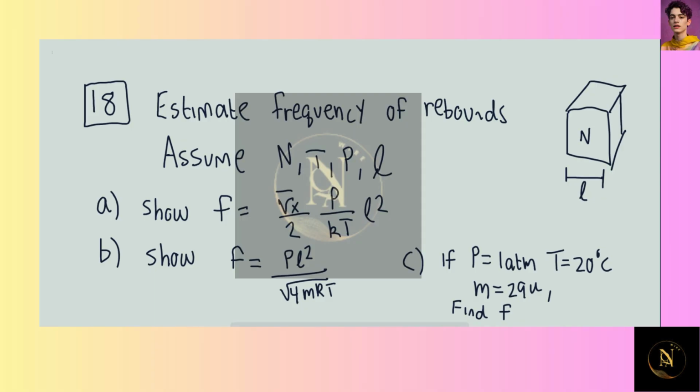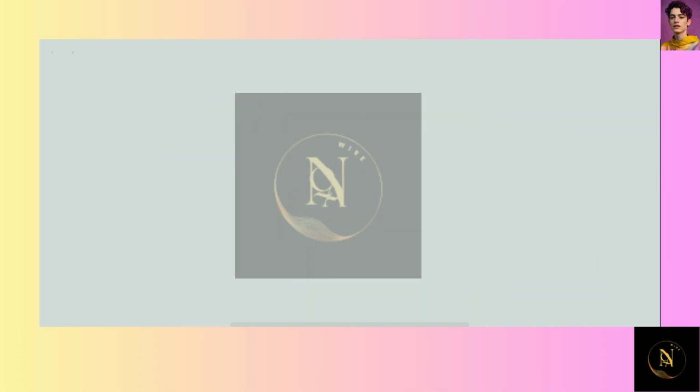We assume they're known. We're first asked to show that the frequency of collisions with the walls is expressed by this formula. We then, in part B, show that this frequency can also be expressed in this alternate form. And lastly, we're asked to find an estimated value for F for pressure at 1 atmosphere, temperature 20 degrees Celsius, and air, which is assumed to be a mass of 29 times the proton mass. So let's start us off.